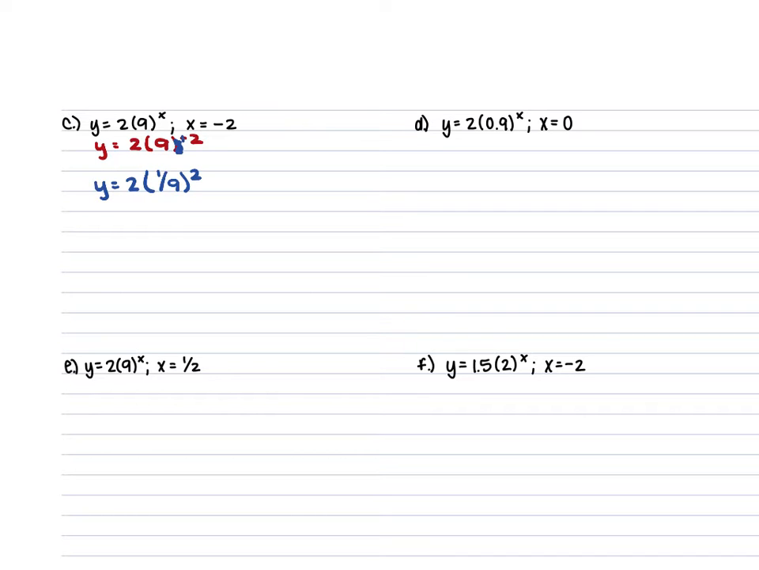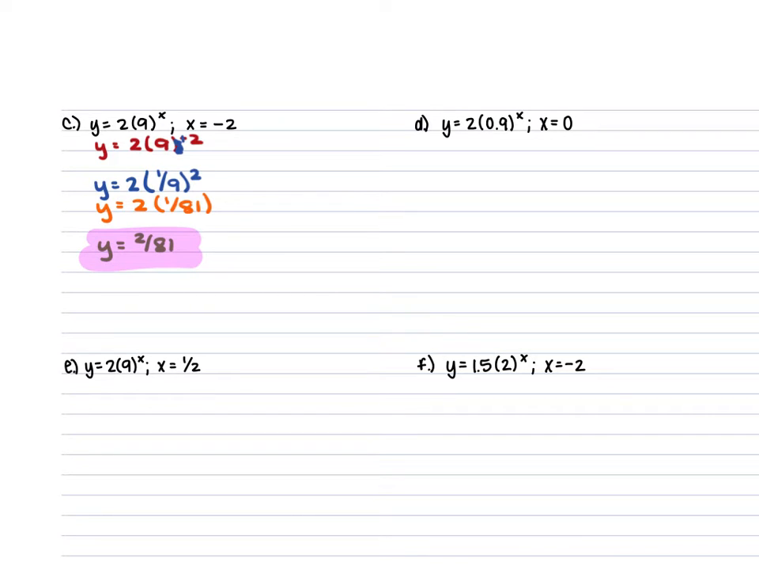That 1/9 to the second power is 1/9 times 1/9. So that's 1/81. So y is equal to 2 times 1/81. 2 times 1/81 is just 2/81. So y is equal to 2/81.